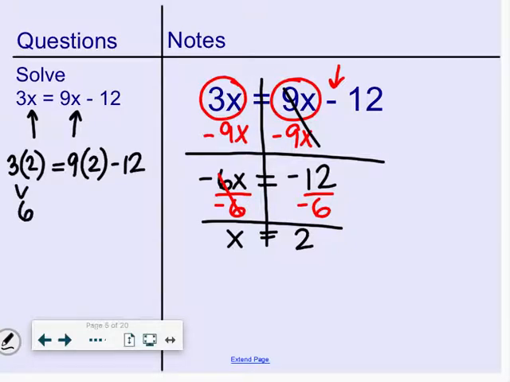3 times 2 is 6. 9 times 2 is 18. Minus 12, also 6. So I've solved it correctly.